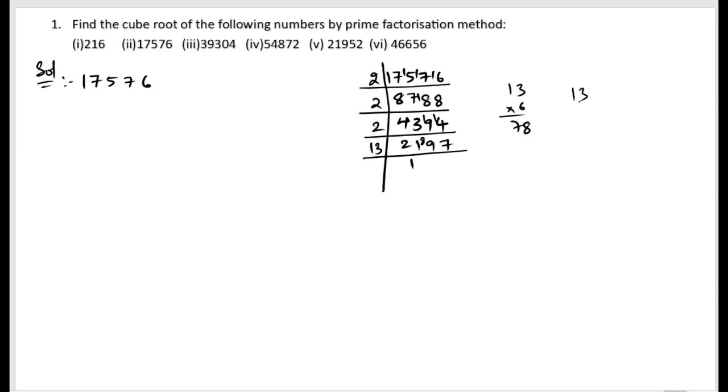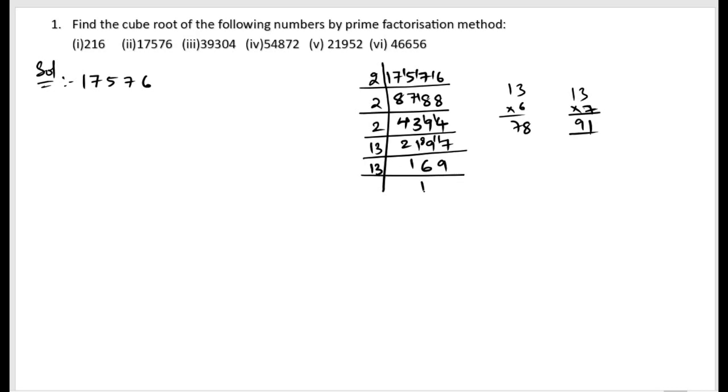And 13 7s are 91. So the nearest number is 13 6s are 78. How much left? 117. So 13 9s are 117.